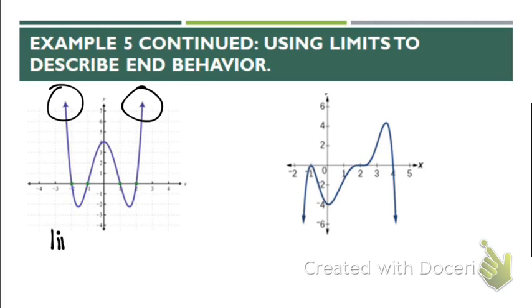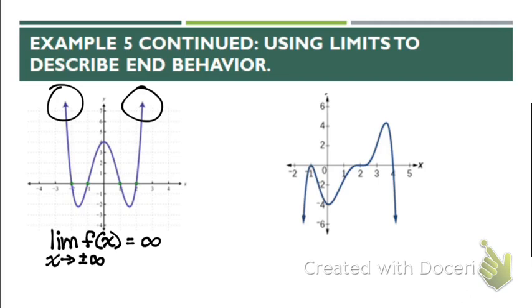So we could write the limit of f of x as x approaches positive or negative infinity. Since it has the same behavior on both ends, I can put positive and negative infinity here. That is equal to positive infinity. Both sides, both ends are going up.